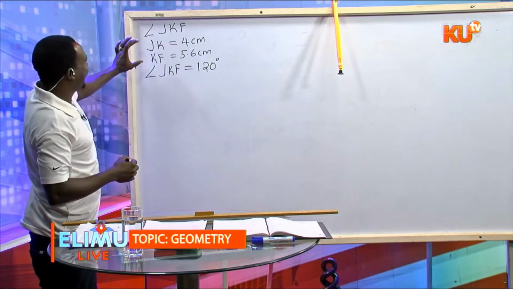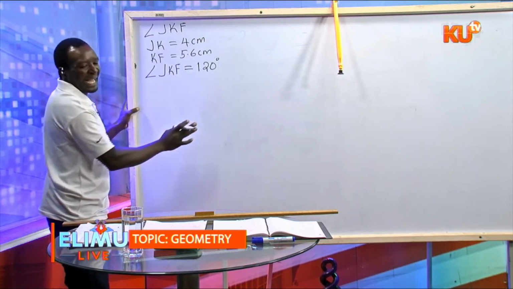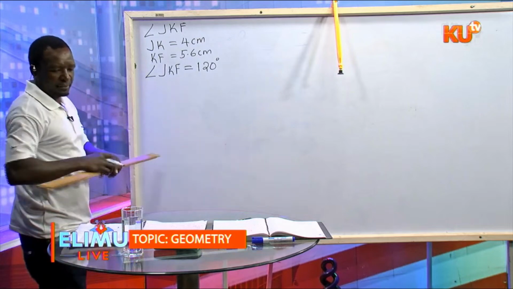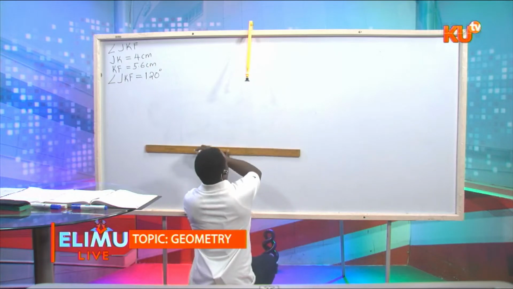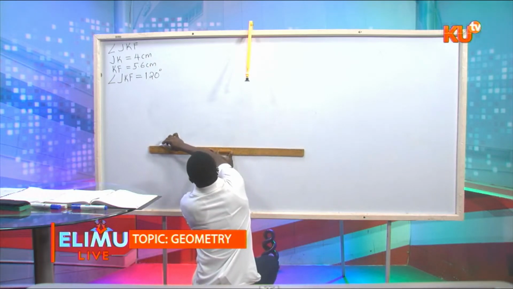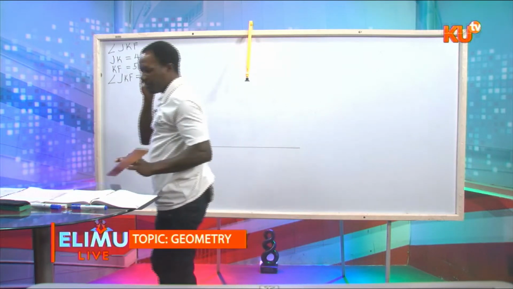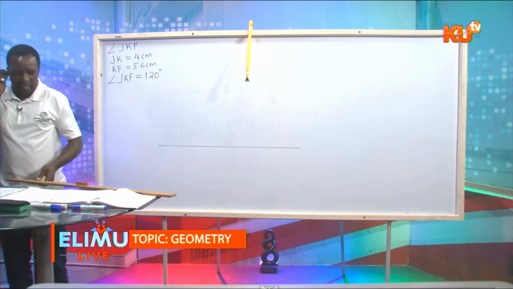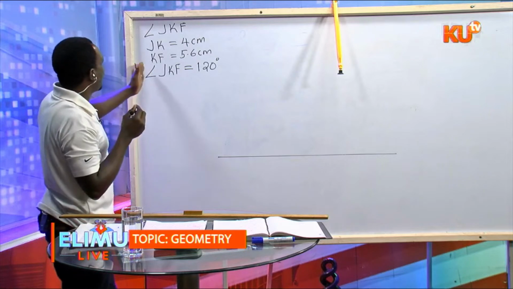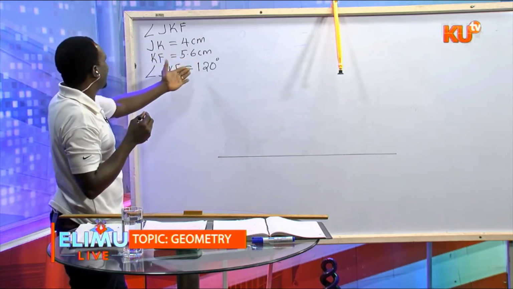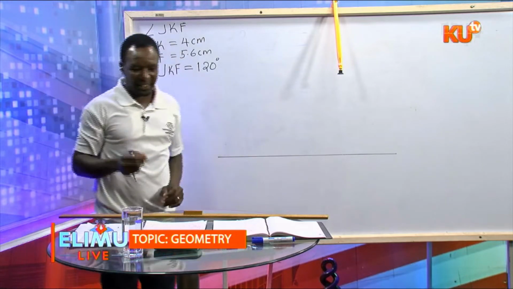The most important thing is you start by drawing a line. Draw a long line. Don't mind the length of the line. You just draw a straight line, any length. And then look at the measurement which has the longest measurement, that is KF. Take KF to be your base.